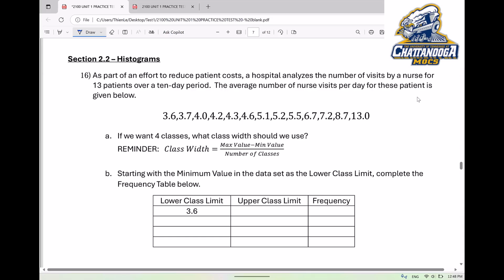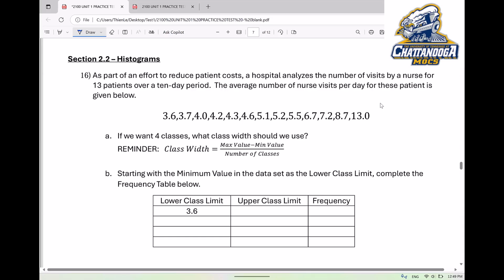And maybe for some people who are in high need of help from the nurse, right? And maybe the average comes up to like 13 visits, right, per day, during the period they stay. So this is the nature of the data.